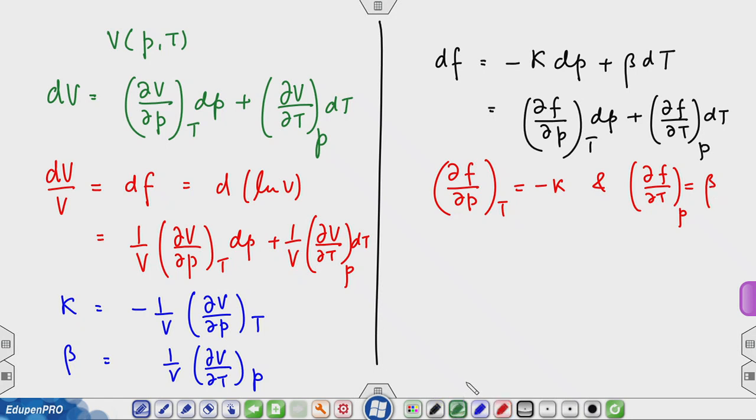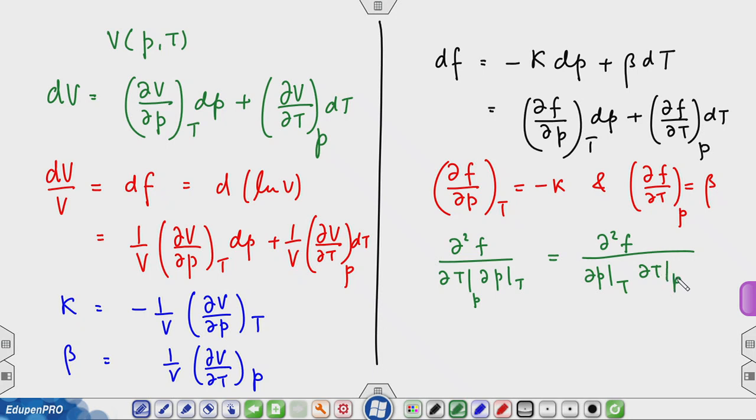Now, since df is an exact differential, I have d2f, taking the derivative with respect to T at constant pressure and dp at constant temperature, equal to, if I switch the derivative direction, dp at constant temperature, dT at constant pressure. And that immediately gives you that df by dp is minus kappa, so minus d kappa over dT at constant pressure is equal to d beta over dp at constant temperature. So, you have shown using these manipulations for the exact differential how the variation of compressibility with the temperature can be related to the variation of volume expansion coefficient with respect to the pressure at constant temperature.